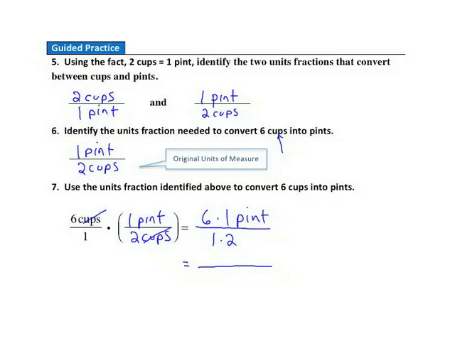since it's not prime. When I factor 6, I get 2 times 3, and I still have 1 pint. And in the denominator, I have 1 times 2. Divide out a common factor of 2, and it looks like I have 3 pints in the numerator over 1 in the denominator, so I'm going to get a final answer of 3 pints.